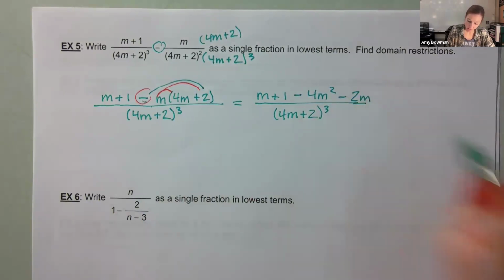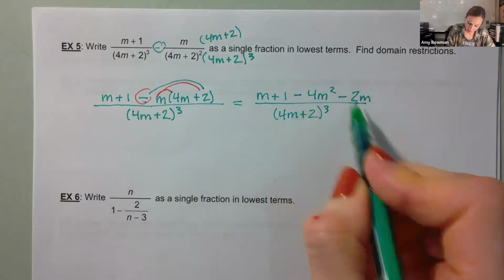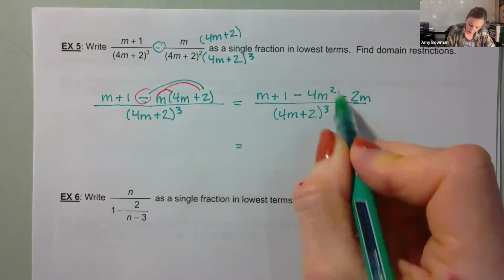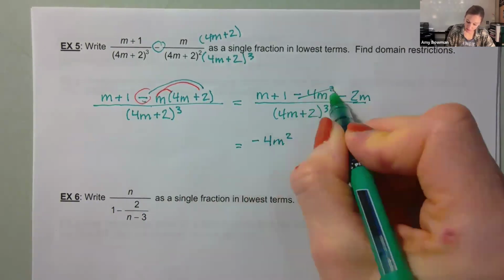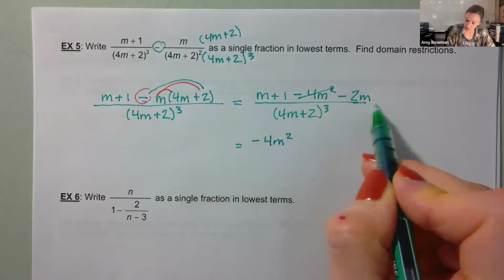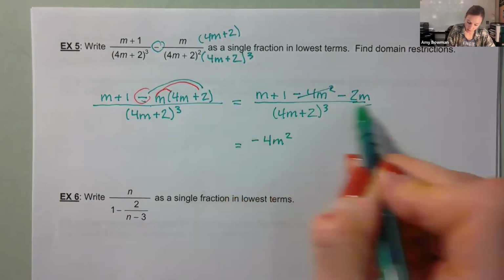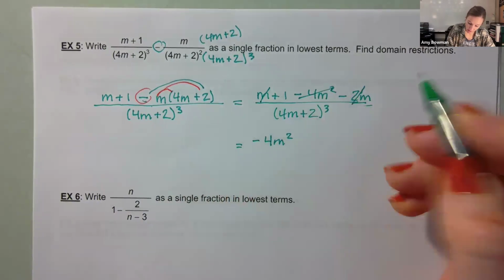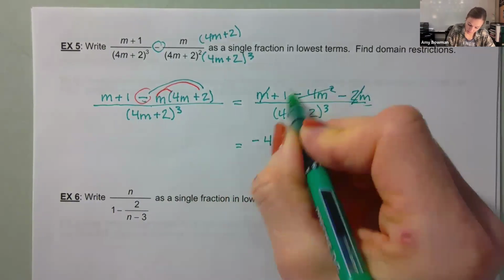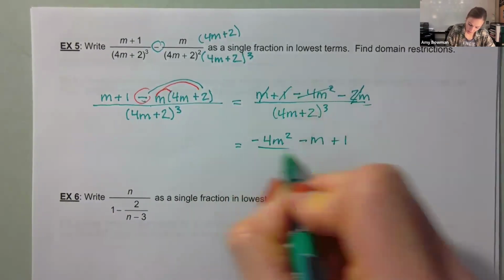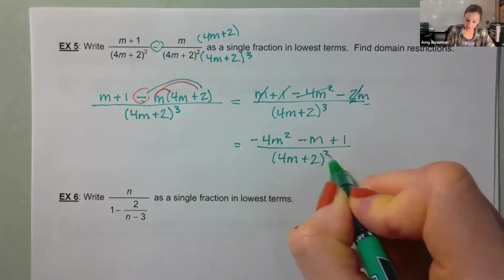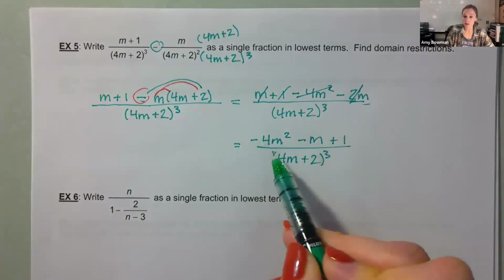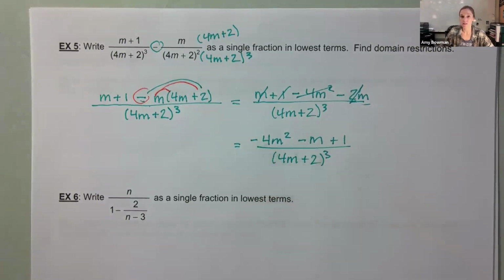Now we can combine like terms. My only m squared term is this negative 4m squared, so that's taken care of. Then I have negative 2m and a positive m, so positive m minus 2m is just minus m, and then plus 1, all over 4m plus 2 cubed. At this point, since we just have a quadratic in the numerator, you would want to stop and see if you can factor any more.